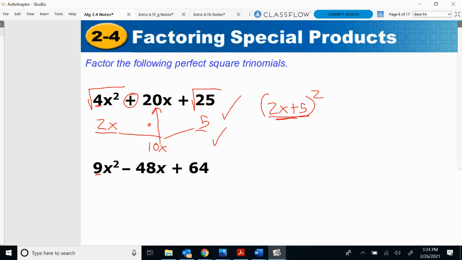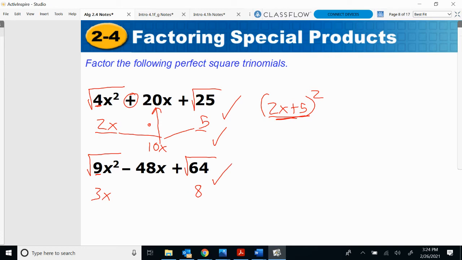All right, let's do this last one here. We'll take the square root of the first and the last. All right, we have our 9, so the square root of 9 is going to be 3. x2 is going to be x. Okay, and then 64 is going to end up being 8. All right, so there's our first check. We can square root both the first and last.